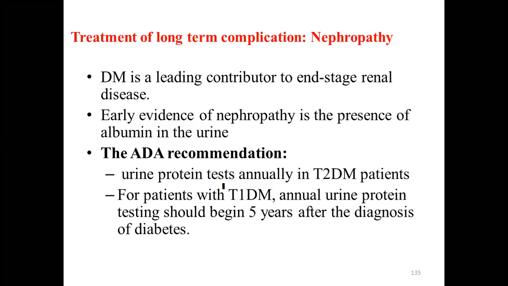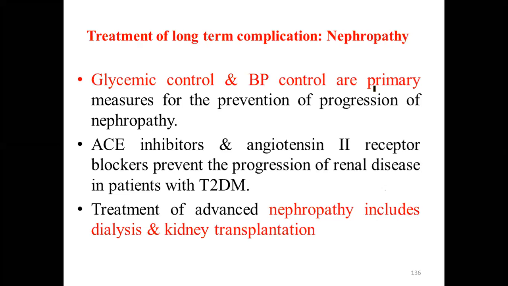Then, thirdly, how do we manage nephropathy? DM is the leading contributor to end-stage renal disease. So adequate management of the sugar is very important. Glycemic control and BP control are the primary measures of prevention.